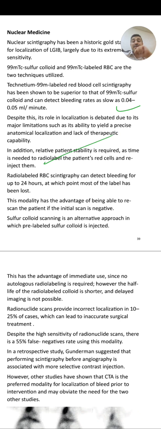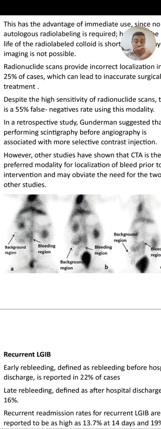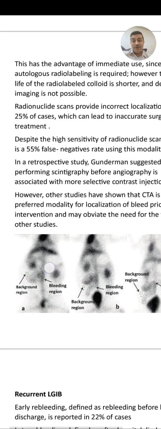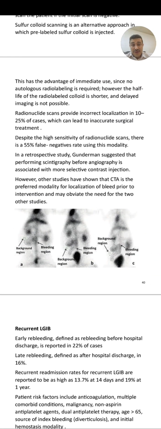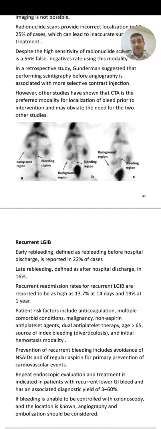We said that the patient's stability is required. We said that radiolabeled RBCs take up to 24 hours in scanning. Actually, this nuclear medicine method has been replaced by the radiological methods, the CTA and the catheter-based angiography. Okay, this is about nuclear medicine. This is a picture of how a nuclear study for GI bleeding looks like. I don't think that we, as surgeons, are interested in similar cases.